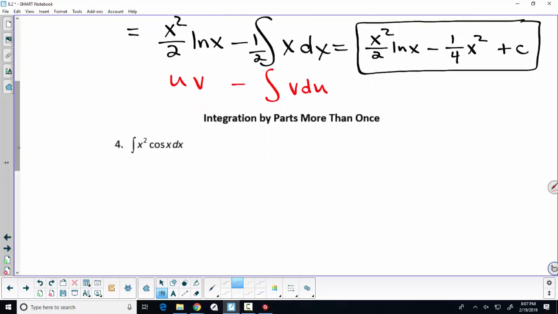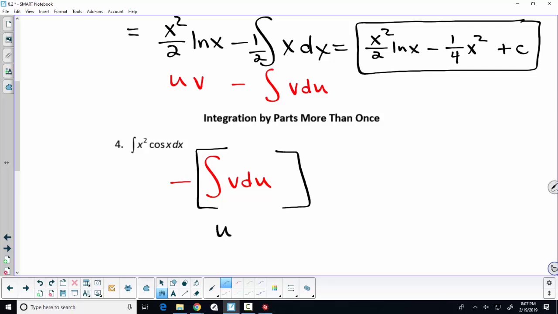Yes, you can do integration by parts more than once. So an example would be x squared cosine x. The more times you do this, the more careful you have to be, particularly because of this minus the integral of v du part. If I do integration by parts twice, then this integral again is going to get broken up into another uv minus the integral of v du. So you just got to be careful with that sign that was already hanging out front if we do this multiple times.